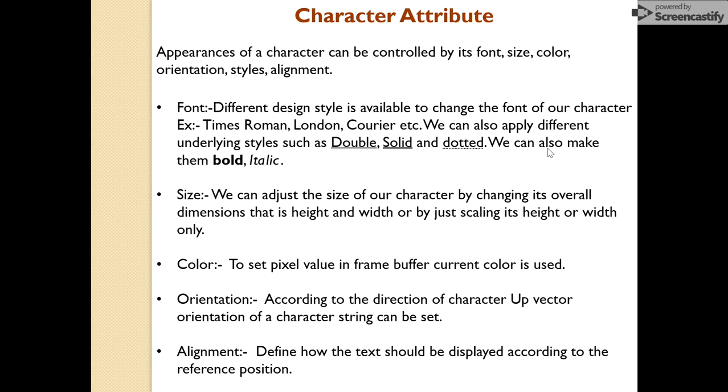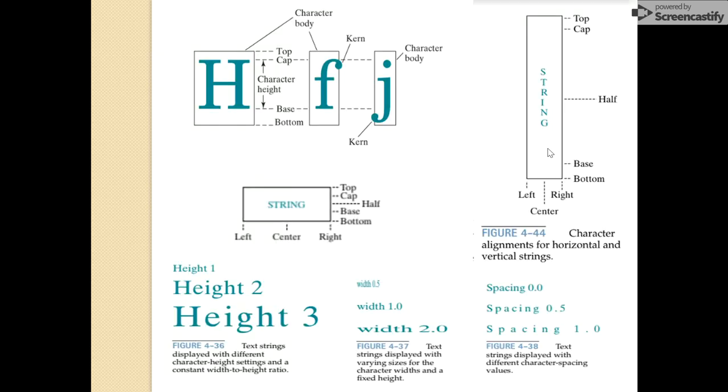Coming to the orientation, orientation is the direction of the character up vector, or where the string can be set. And coming to alignment, alignment defines how the text should be displayed according to the reference. In this way, the character height, the character body, and the font size, the base, are defined. The kern is represented here, near the small j character. In this way, the different font sizes are represented.